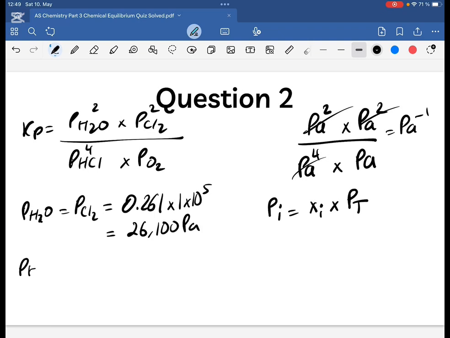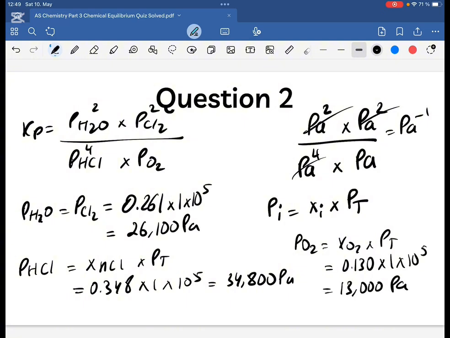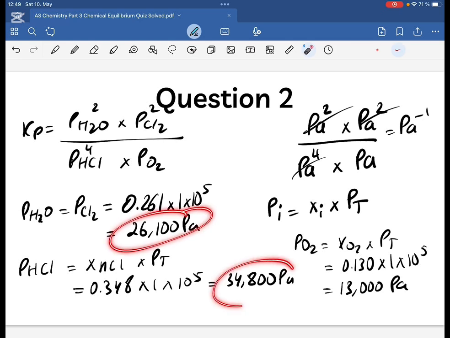And then we find the pressure for HCl, which is going to be the mole fraction of HCl multiplied by P total, and we're going to get 0.348 multiplied by 1 times 10 to the power of 5, and it's going to be 34,800 Pascal. And for the pressure of O2, it's going to be the mole fraction of O2 multiplied by P total. So it's going to be 0.130 multiplied by 1 times 10 to the power of 5. And the answer is going to be 13,000 Pascal. Now we just have to plug these values over here to find the Kp.